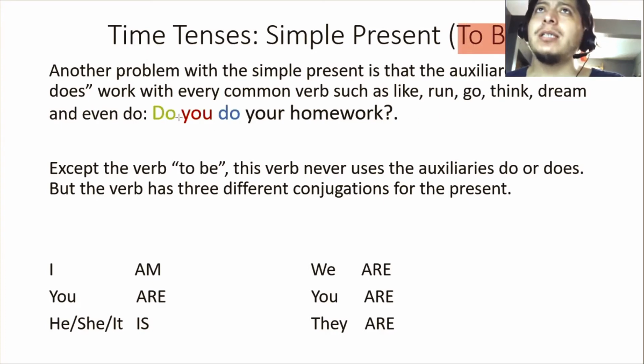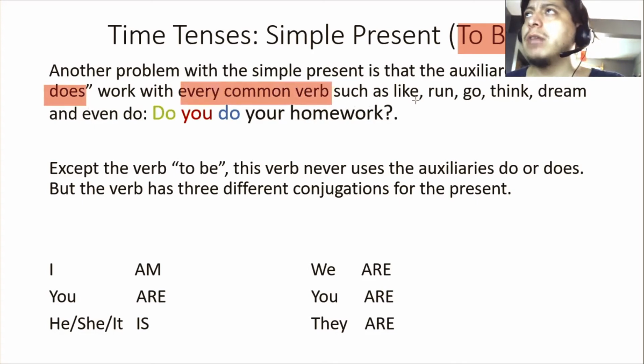Okay? So it says, another problem with the simple present is that the auxiliaries do or does, they work with every common verb, such as like, run, go, think, dream, and even do. For example, in this case, you have do, you do. Auxiliary, subject, verb, and complement. Parece que está repetido, pero en realidad este está cumpliendo la función de ser el auxiliar, está diciéndote que la oración está en presente, y este de acá está cumpliendo la función de ser el verbo, te está diciendo cuál es la acción. ¿Haces tu tarea? Normalmente, tú haces tu tarea.